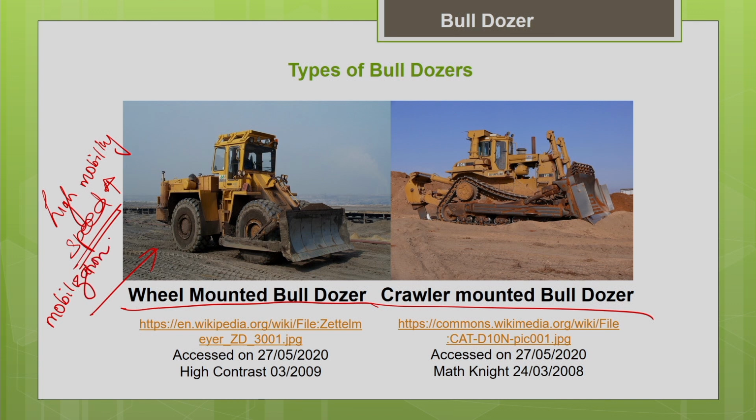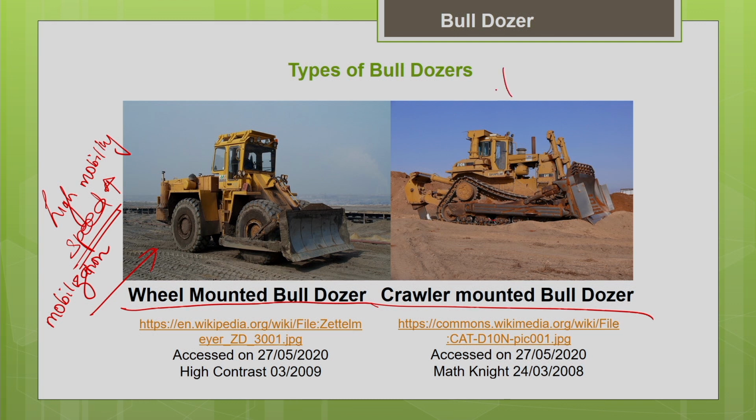Mobilization to the project site is easier. You can even take it on the highways without damaging the highways to the project site. But in the case of crawler mounted, you need another equipment to mobilize this machine to the project site. So we cannot use it on the highways, it will damage the highways. So this mobilization is a little bit difficult.